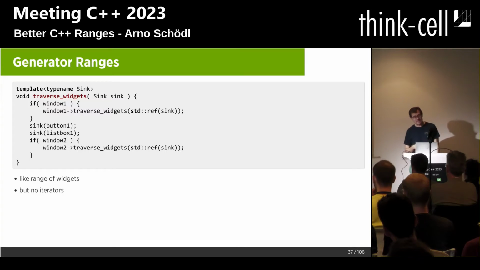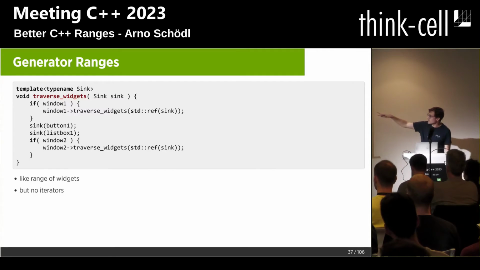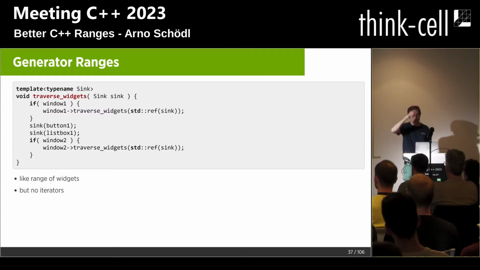Say you have a visitor pattern, right? You traverse widgets here, and you have a sink that you pass these widgets to. So you traverse these widgets recursively, and then you have some widgets that are always there, and then there's another window, and you traverse widgets. You essentially go through this tree of widgets and enumerate them all, right? It's a little bit like a range, right? Now, it's a visitor pattern, but it's a list of things. So why not make it a range?